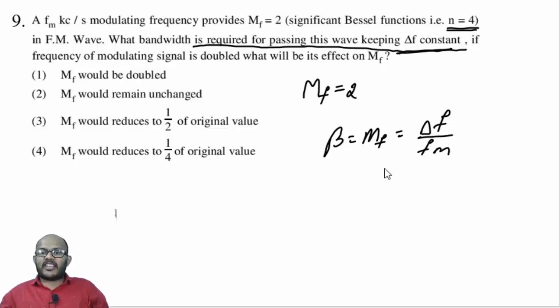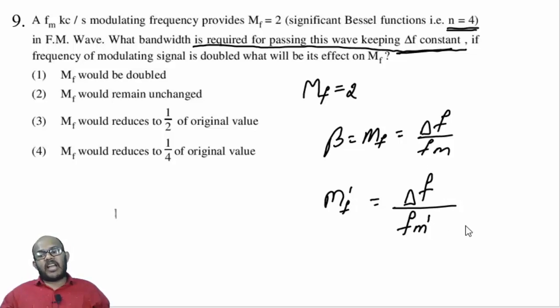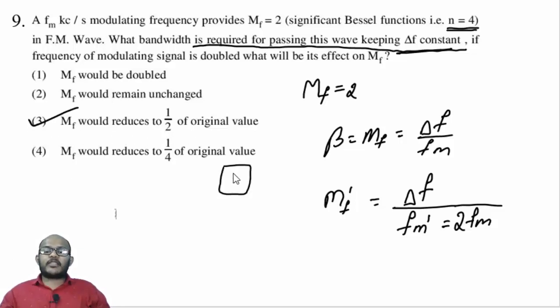So let me take this one as case 1. In case 2, they are going to call it as MF dash, which is equals to delta f, they are not varying. So frequency deviation they are keeping as constant, but modulating frequency they are varying. They are going to call it as FM dash, which is equals to twice FM. So when the denominator is getting doubled, then MF dash will be divided by 2, nothing but it will be half of the quantity. So MF would reduce to half of its original value. So the corresponding option that is going to follow is option 3 is correct.